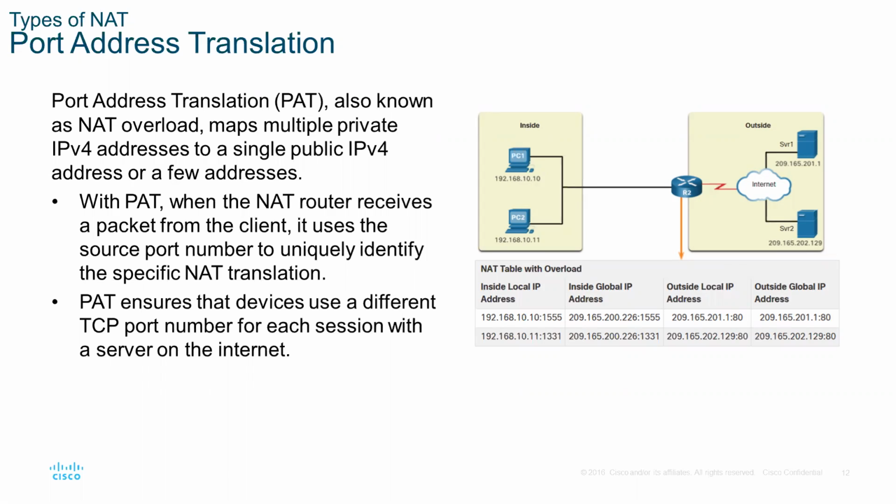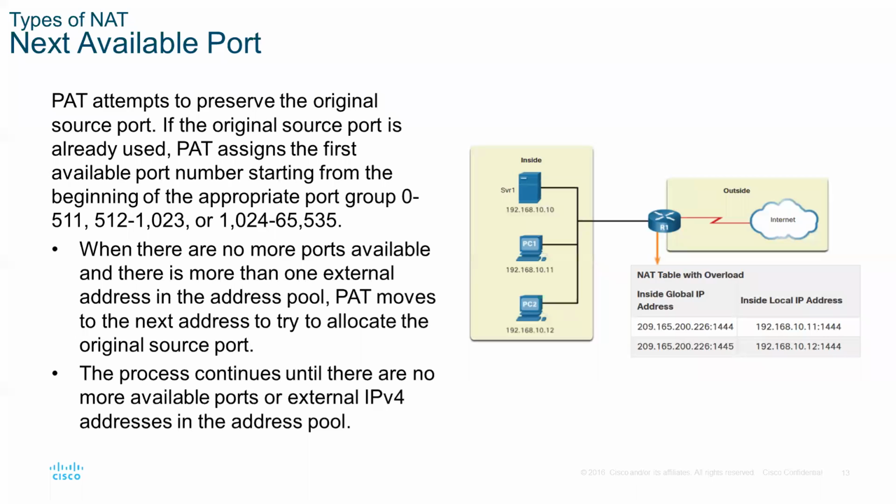So now we keep track of not only the translation between IP addresses, but also the translation between port numbers for each conversation. Wherever possible, PAT will use the original source port number. This is so that it doesn't translate it where it doesn't have to.